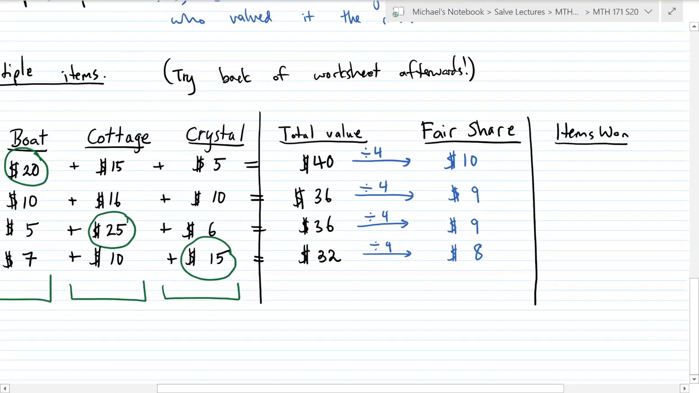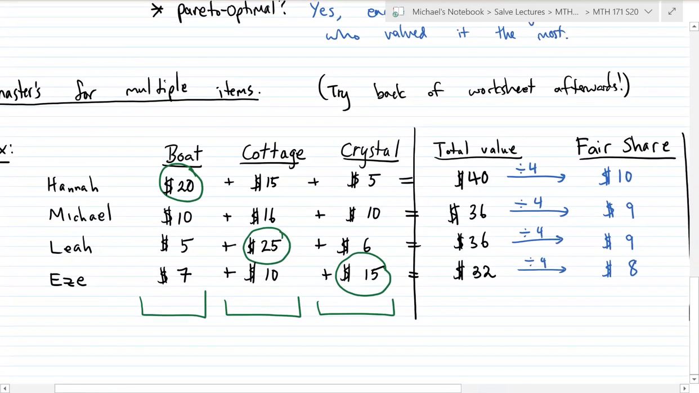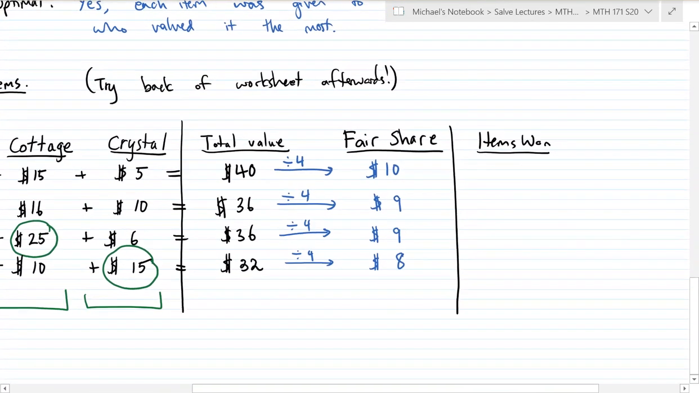So let's write down which items they won. Hannah won the boat. Michael did not win anything. Leah won the cottage. And Aze won the crystal.